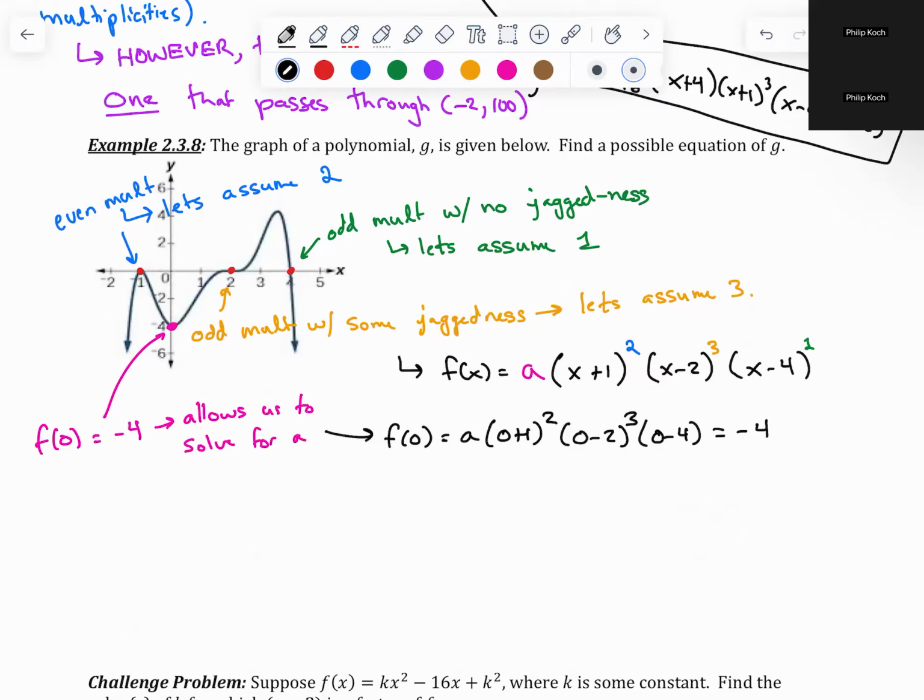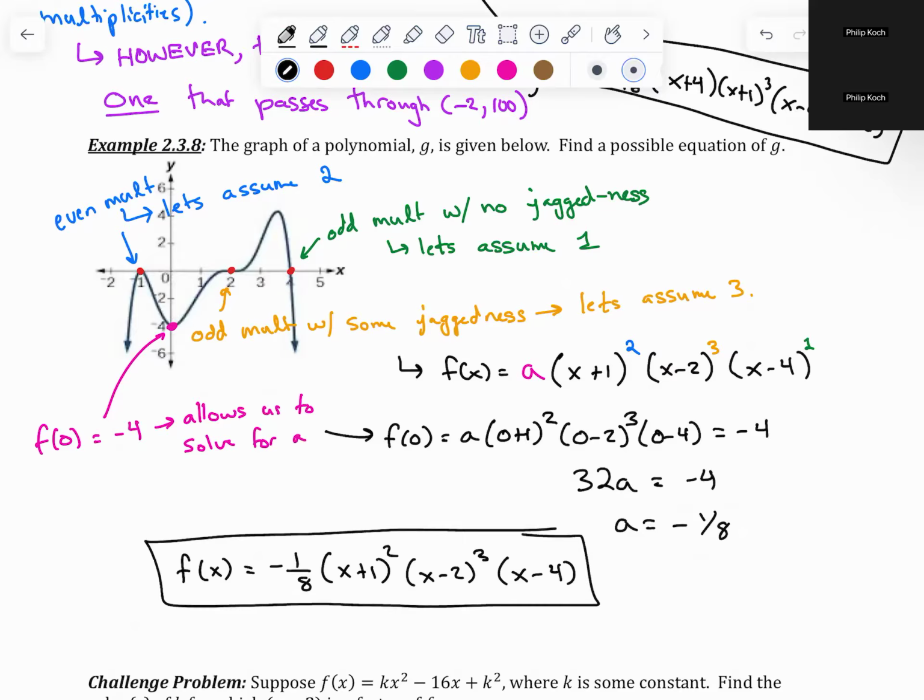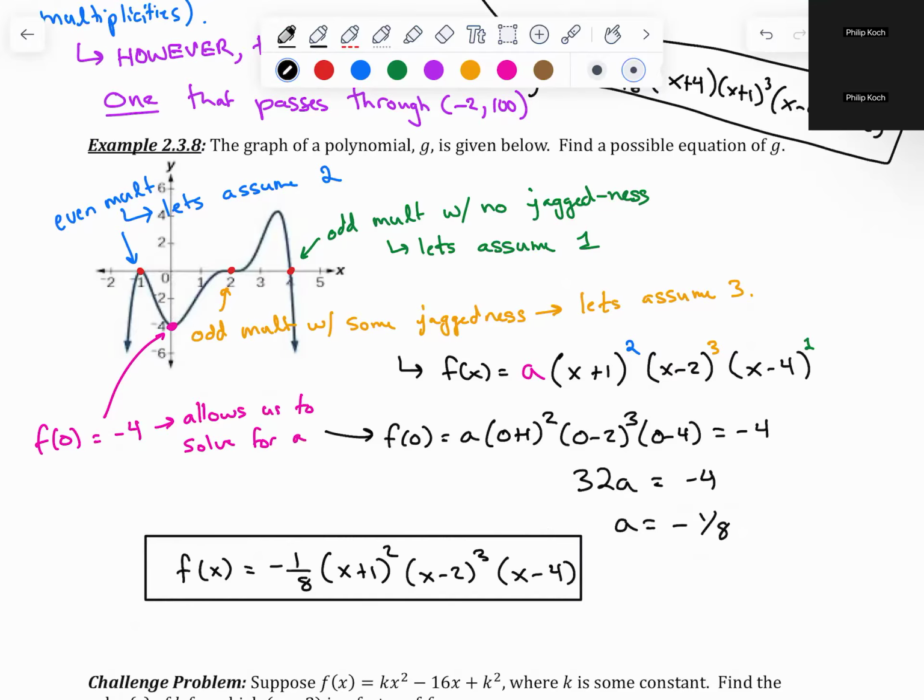All right, and that's going to be 1 squared, which is 1, -2 cubed, that's -8, times -4, that's positive 32. So 32a equals -4. Divide both sides by 32, and you get that a is equal to -1/8. So f of x equals -1/8 times x plus 1 squared times x minus 2 cubed times x minus 4. And that is one possible polynomial.